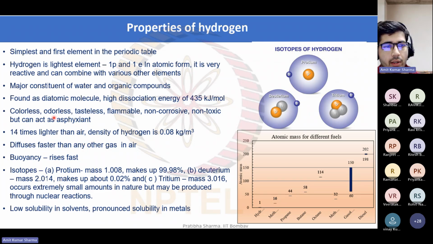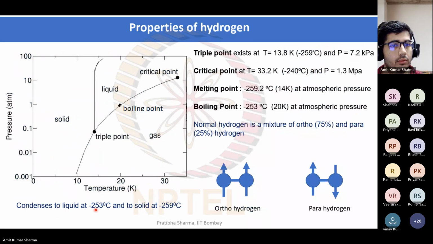It's colorless, odorless, tasteless, flammable, non-corrosive, and non-toxic. The triple point is temperature 13.8 Kelvin, pressure 7.2 kilopascal. Melting point is 14 Kelvin at atmospheric pressure, boiling point is 20 Kelvin at atmospheric pressure, and normal hydrogen is a mixture of ortho 75% and para only 25%.